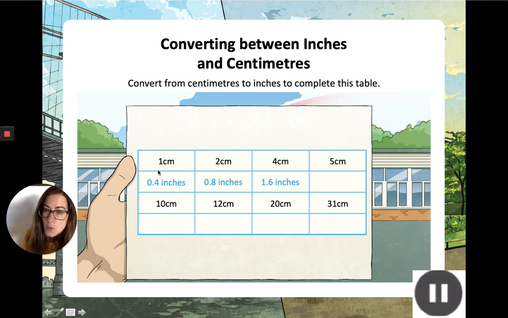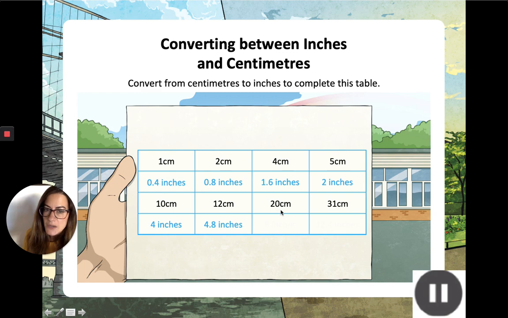Now, 5 isn't double 4, but 5 is 1 more than 4, so I can add together 4 and 1 to get 5. So I add 1.6 and 0.4 and I get 2. And again, I know that because I know that 16 plus 4 is 20, so I know that 1.6 plus 0.4 is 2. Now another easy one here, I've got 5, so I can easily work out 10, and this is a super easy one because double 5 is 10 and double 2 is 4. Easy peasy. Again, another easy one here, I want to find out 12 centimetres. I've got the conversion for 10 and I've got the conversion for 2, so I add them together, 4.8.